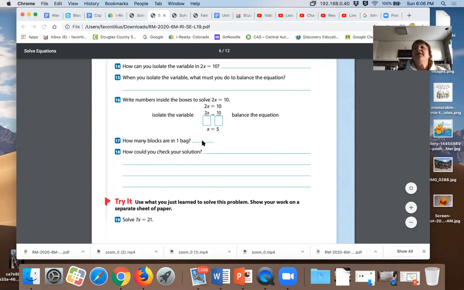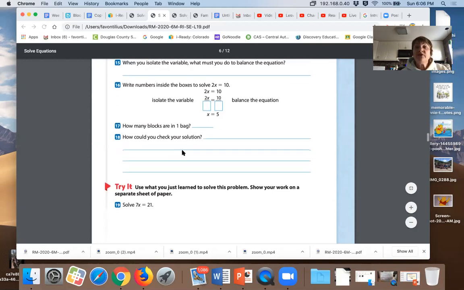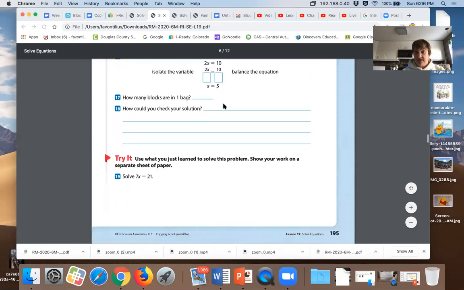5. How many of you knew that from the moment you saw the problem? I just wanted you to remember that what you're doing, guys, is you're trying to isolate that variable, starting off with some problems that you can really visualize to the point where you got to do them separately. How could you check your solution, folks? Well, can't you just replace this variable x with 5? Because if x equals 5, 2 times 5 equals 10, 10 equals 10, you've solved it.